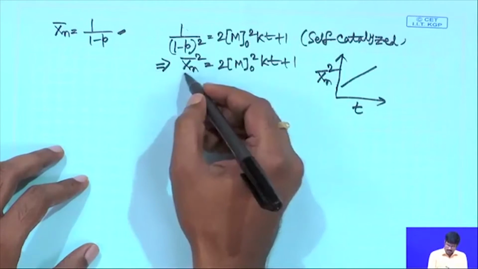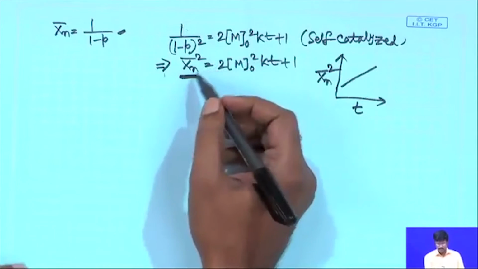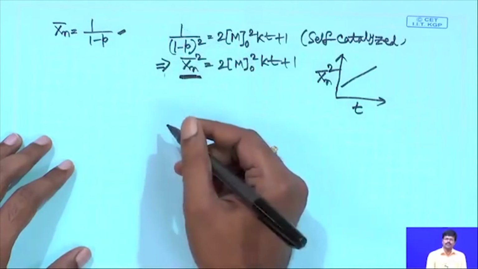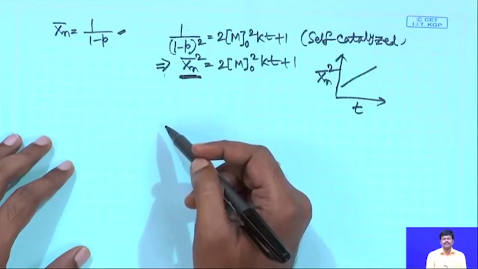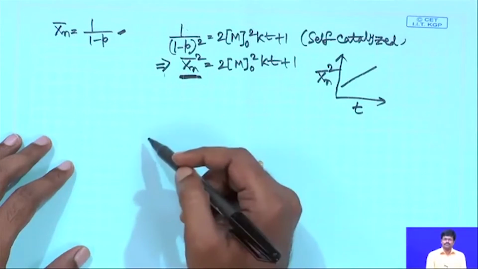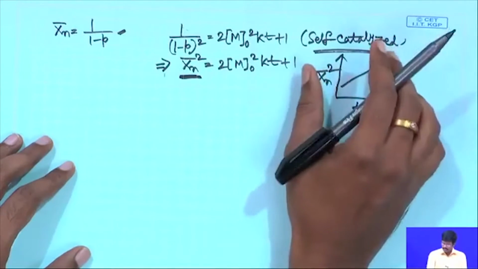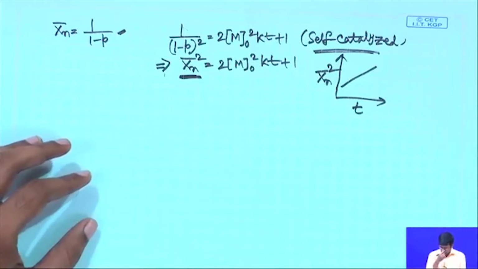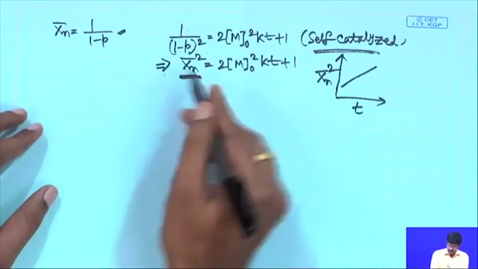Now, this number average degree of polymerization, by now you might know from our previous discussion, is the average number of structural units per polymer chain. This has a direct relationship with the molecular weight of the compound. So, before we go further on this, what I would like to do is to take a very simple example and tell you what this xn actually means here.